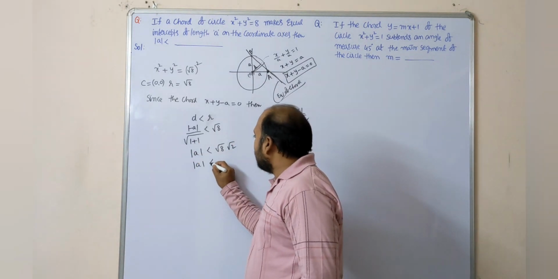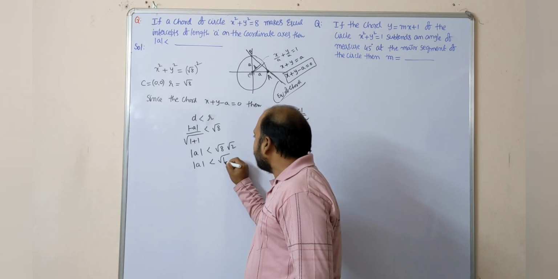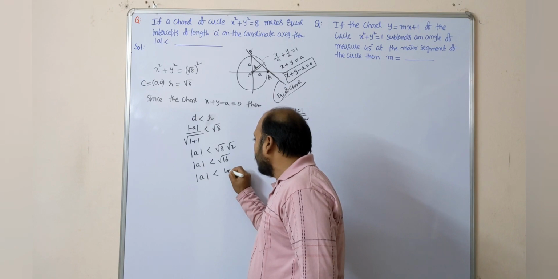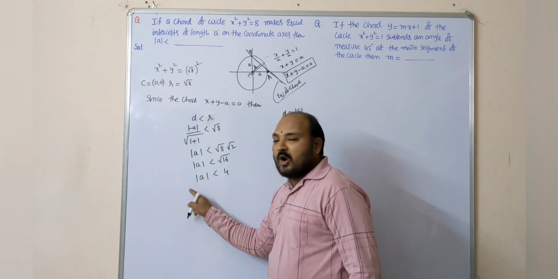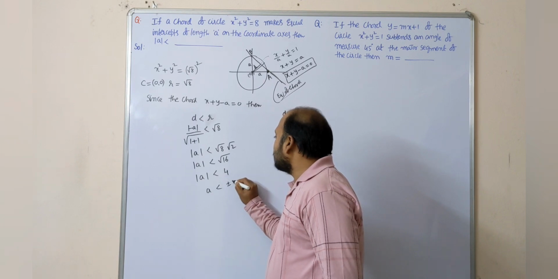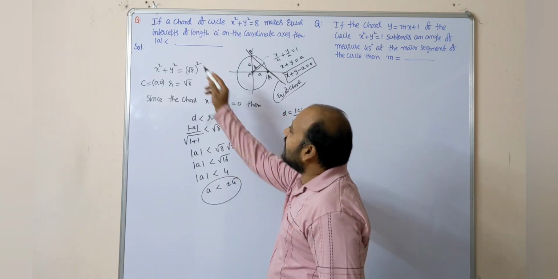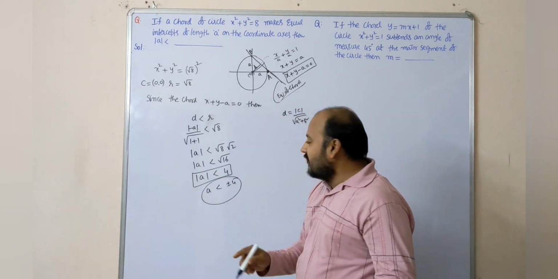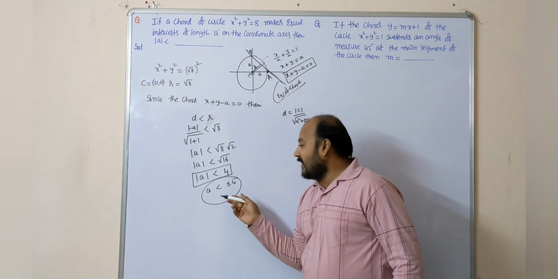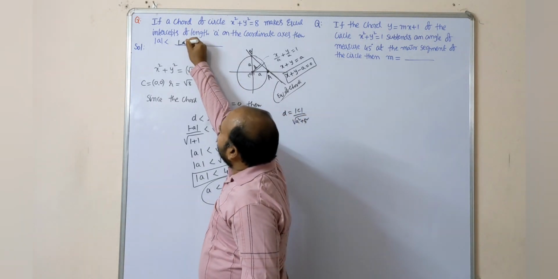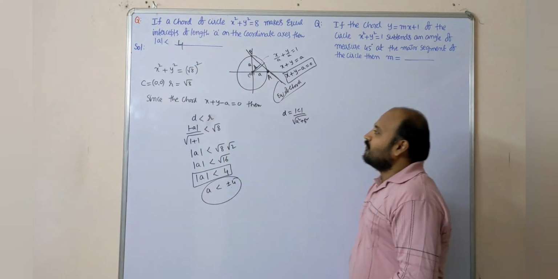So mod A is less than root 8 into root 2, which is root 16. So mod A is less than root 16, meaning 4. If you remove this modulus, A is less than plus or minus 4 will come. Otherwise they are asking mod A only, no? This is the answer. But in MCQs, chances are they give it like this also. So our answer is less than 4. I hope everyone understands. We'll move on.